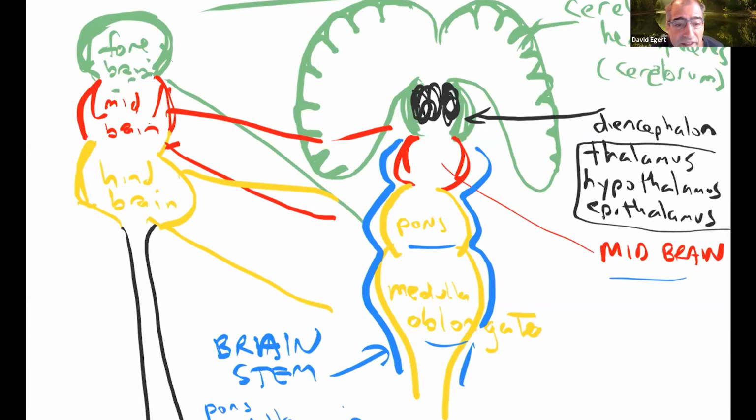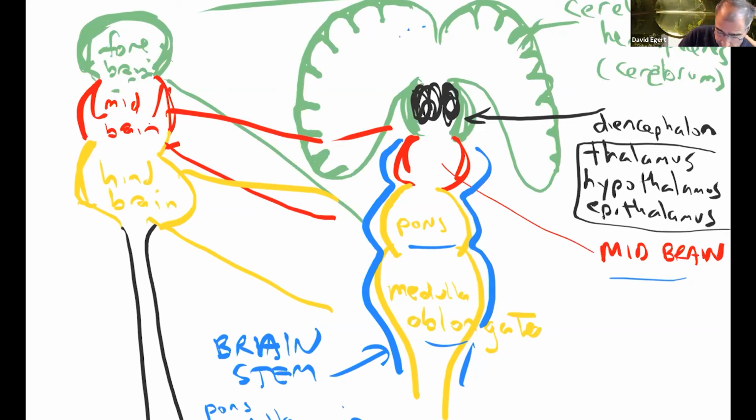You can think about it almost like the stalk of a mushroom. And then the thalamus is the top of that stalk. The cerebral hemispheres arch out like the cap of a mushroom. So that is the basic idea here. The hindbrain also gives rise to the cerebellum, which hangs off the back of the brainstem.